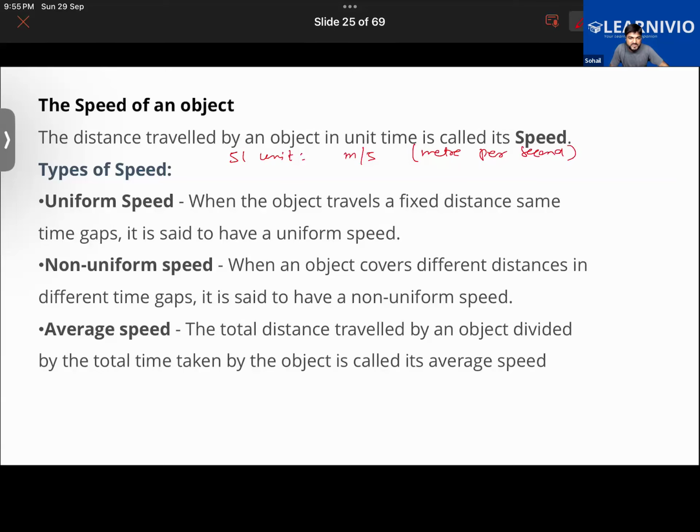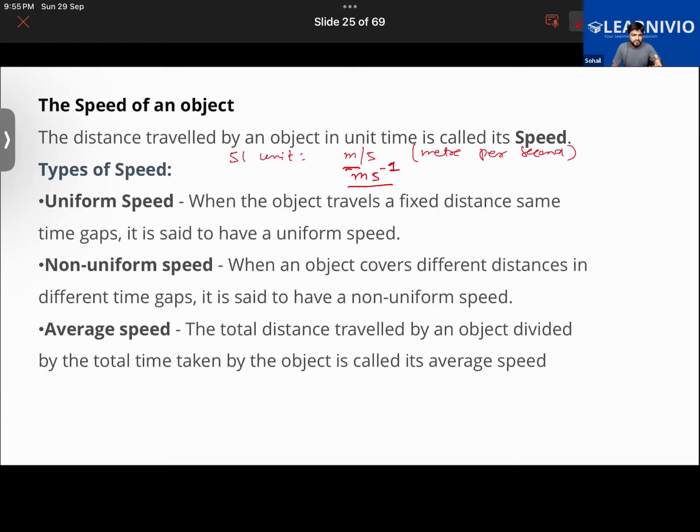So that is meter per second, either written like this, or sometimes it will be written like this, meter per second. Both of these are the same thing. That is one thing. But no one uses meter per second in daily life. In daily life, we don't measure it.